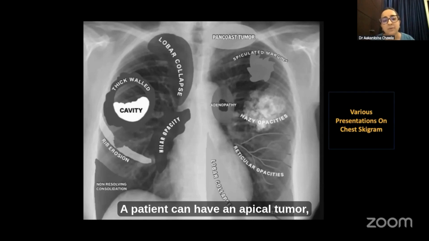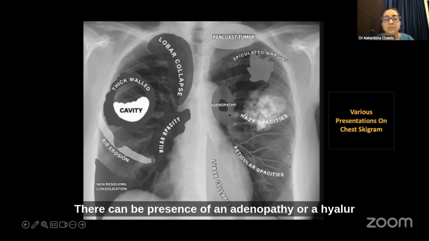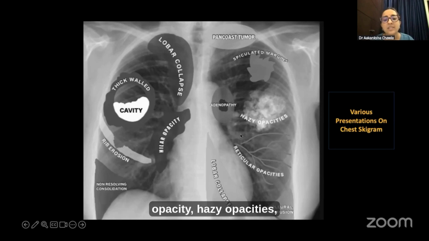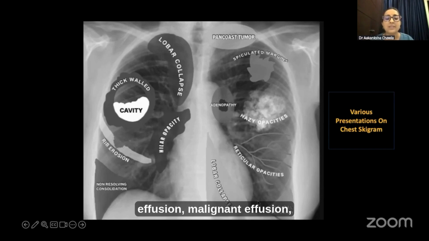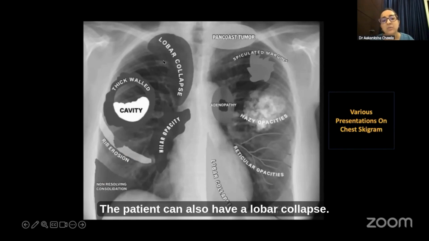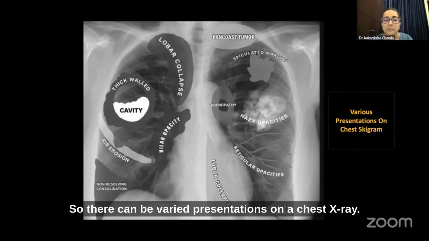Patient can have an apical tumor, the Pancoast tumors, can have a mass with spiculated margins. There can be presence of an adenopathy or a hilar opacity, hazy opacities, reticular opacities. There can be presence of lobar collapse, effusion, a malignant effusion, a non-resolving consolidation, invasion and erosion of the ribs, a thick walled cavity. Patient can also have a lobar collapse. So there can be varied presentations on a chest X-ray.